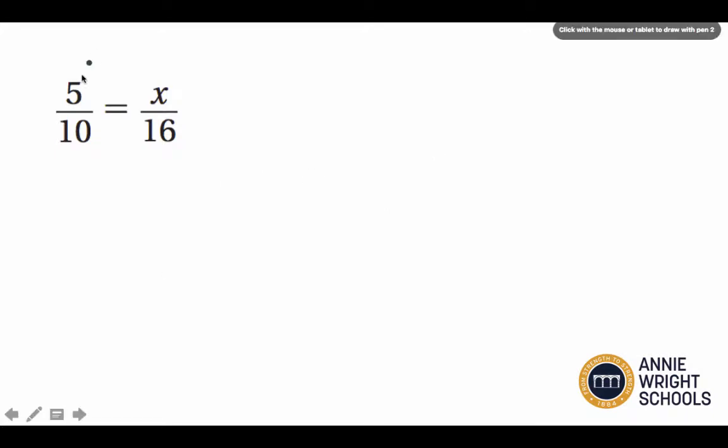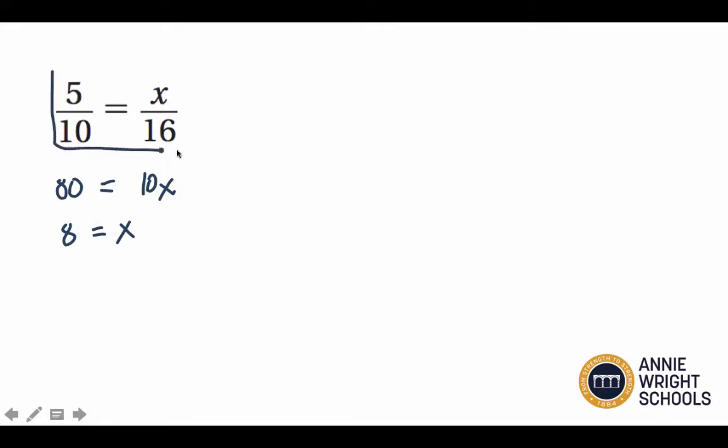And when you dealt with proportions, you were probably taught, oh, I'm just going to cross multiply and divide. And when you cross multiply and divide, you get 5 times 16, and that's 80. And you get 10 times x, and that's 10x. And you divide by 10, and you get 8 equals x. Yeah, that works. That's one way to do it.